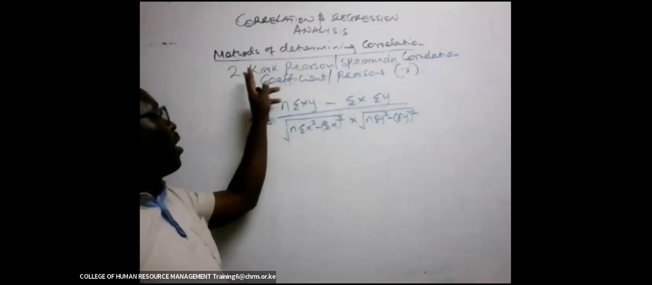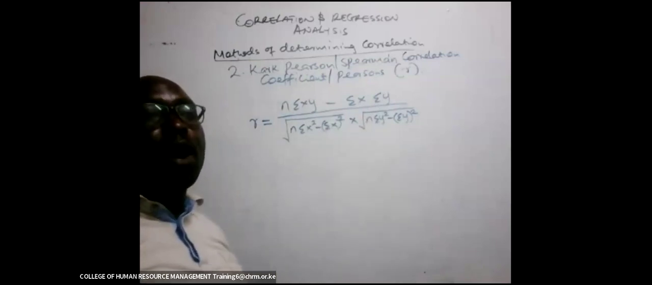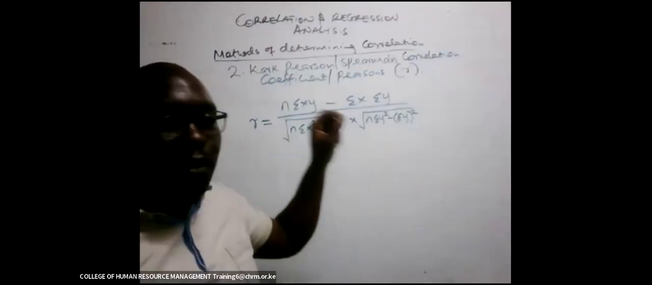Teacher, I'm lost. I'm lost. Can you go back through the r calculation? What is r? R is what you are calculating. You are calculating the Karl Pearson correlation coefficient. The correlation coefficient that we calculate is denoted by r. This is what we are looking for: the correlation coefficient, the level of correlation.